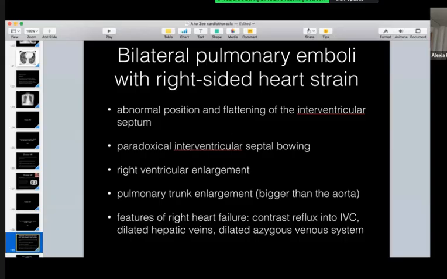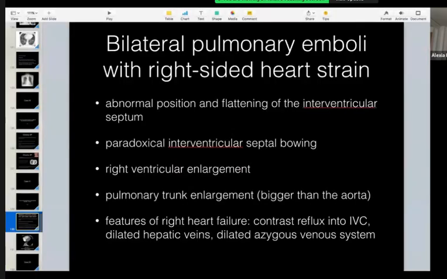Okay, so this was a case of bilateral pulmonary emboli with right-sided heart strain. There was an abnormal position and flattening of the interventricular septum, so it was bowed to the left side. Right-sided ventricular enlargement, pulmonary trunk enlargement, it's bigger than the aorta. And there are features of right-sided heart failure, such as contrast reflux into the IVC, the dilated hepatic veins, and also sometimes you can see a dilated azygos venous system.